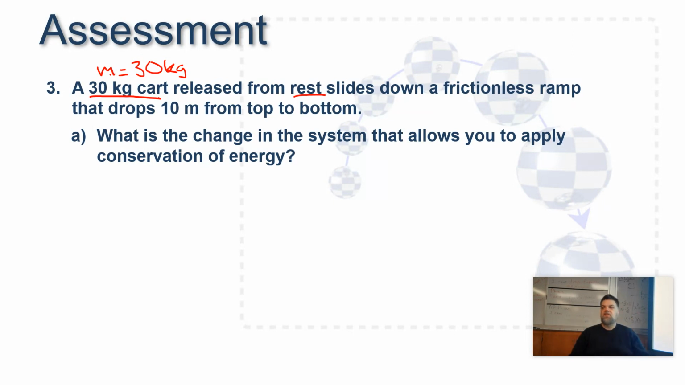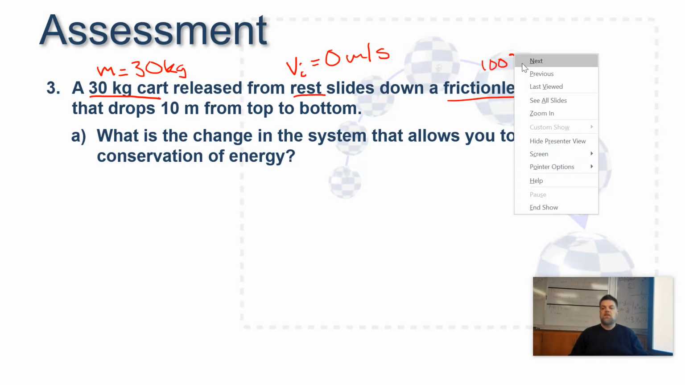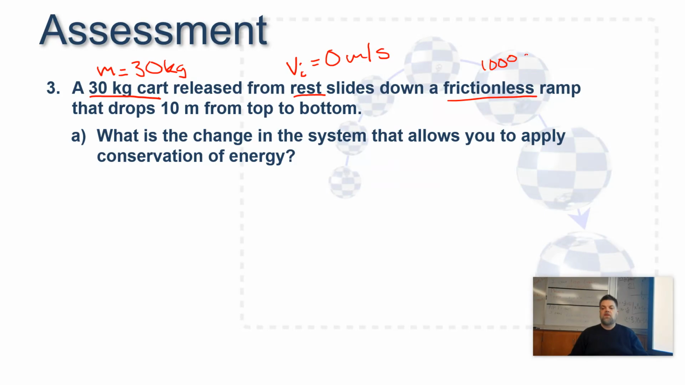Well, it means that we release it from rest, but that's a little clue. It means that the initial velocity is equal to 0 meters per second. Down a frictionless ramp, that means we're going to ignore friction. Another way to look at frictionless is 100% energy conserved.